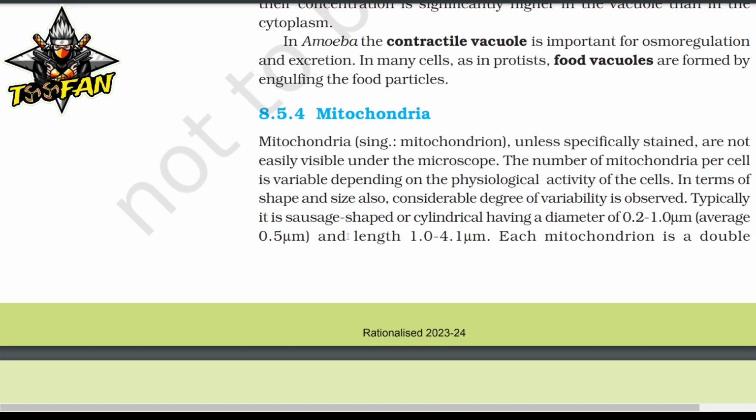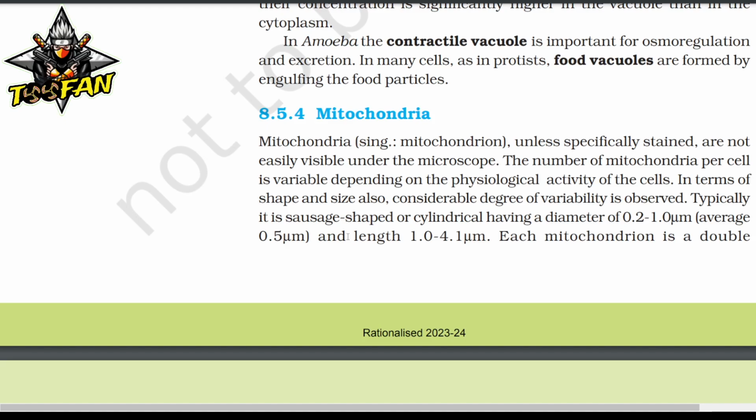Mitochondria, unless specifically stained, are not easily visible under the microscope. The number of mitochondria per cell is variable depending on the physiological activity of the cells. In terms of shape and size also, considerable variability is observed. Typically, it is sausage-shaped or cylindrical, having a diameter of 0.2 to 1.0 micrometer, average 0.5 micrometer, and length 1.0 to 4.1 micrometer.